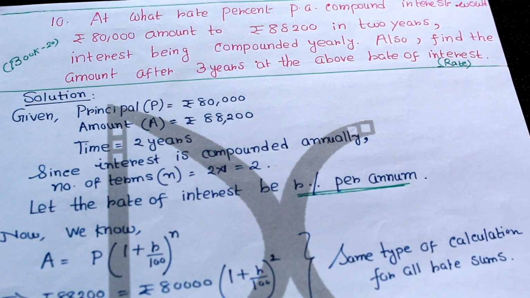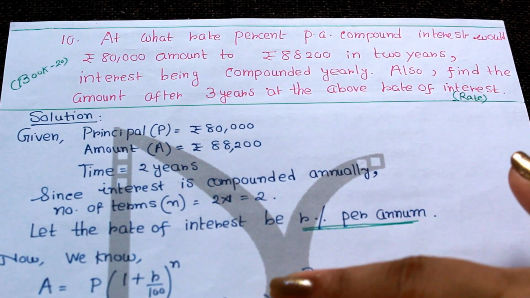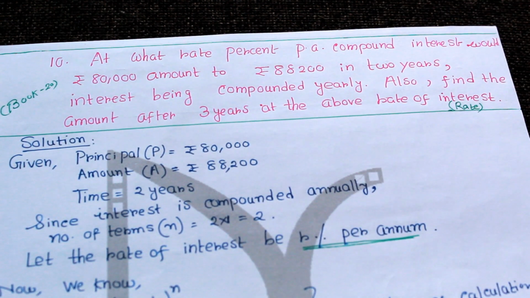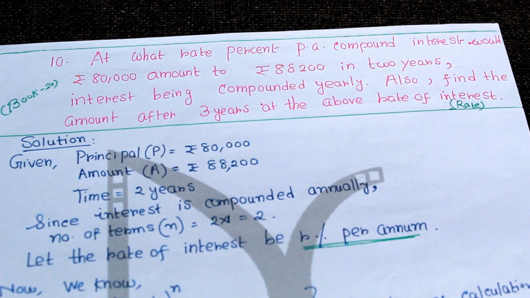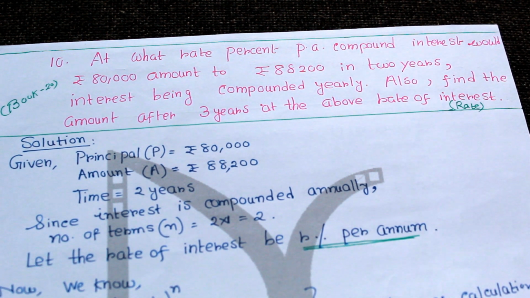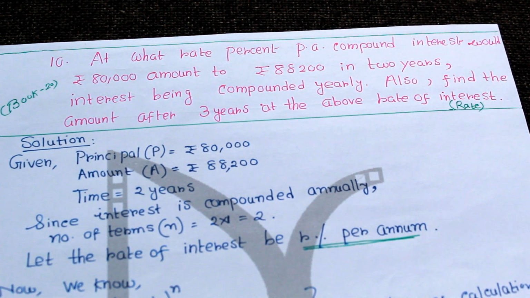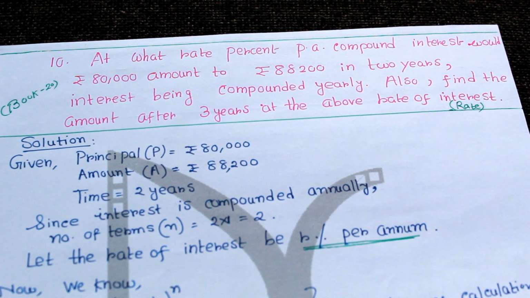What was told in the last sum? They gave that if you keep an amount in the bank or somewhere else, you are going to get 25 by 16 of it after 2 years. In that way the question was given. Here the amounts are mentioned.